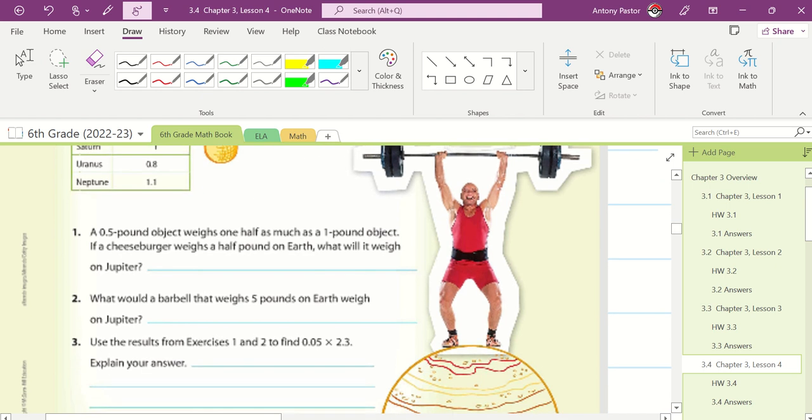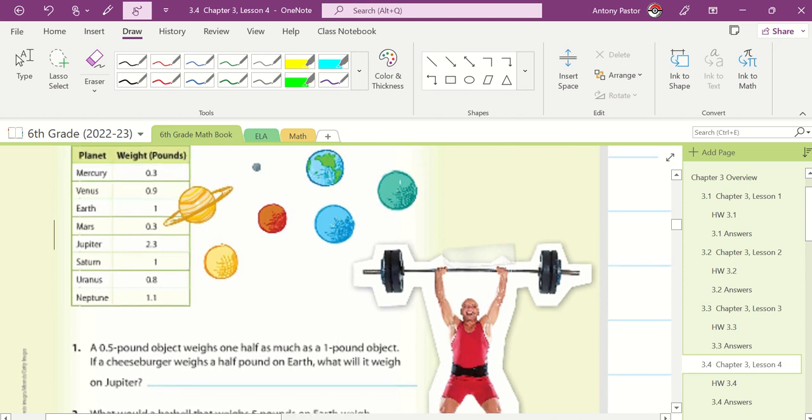A 0.5 pound object weighs 1/2 as much as a 1 pound object. If a cheeseburger weighed 1/2 a pound on Earth, what will it weigh on Jupiter? So this is where it really does come into play when we use decimals and multiplying them by each other. So if we had a 1/2 pound burger, what would it weigh on Jupiter?